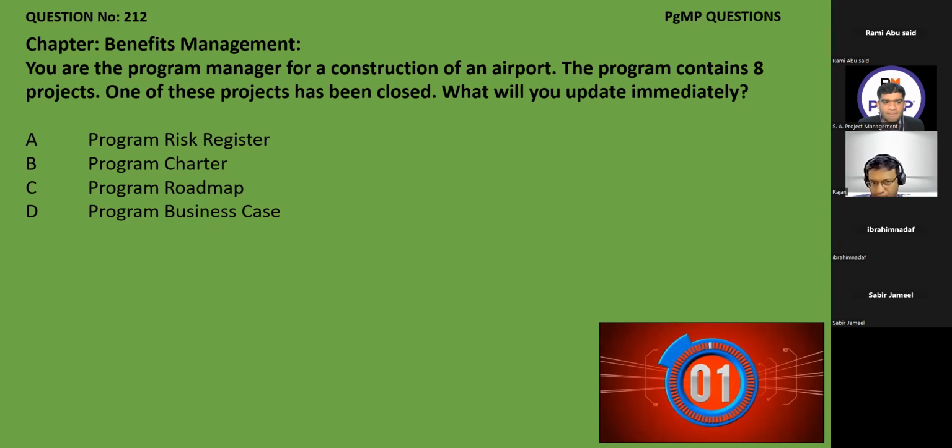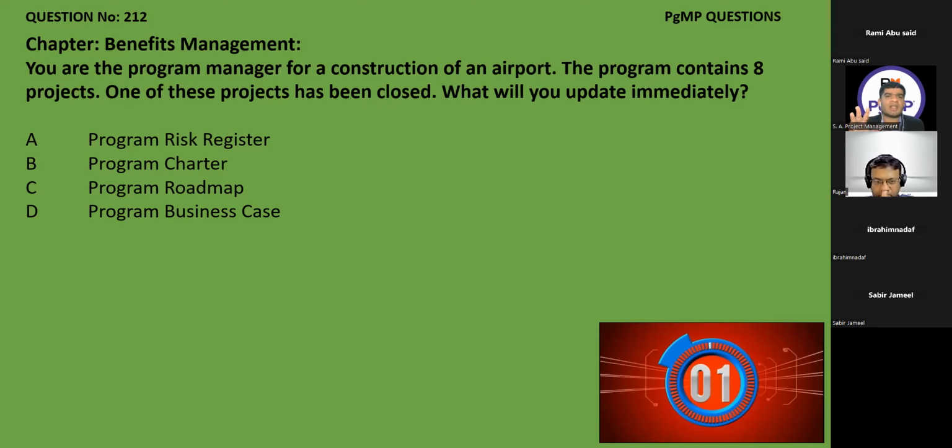Because we are talking about closing one component, which is meeting the benefit. One benefit is delivered, one output is issued, mapped to the outcome, so after transition the benefit will be realized. So first we have to update the roadmap, as it links the components. The correct answer is C, that is the program roadmap, because this is a very easy question.